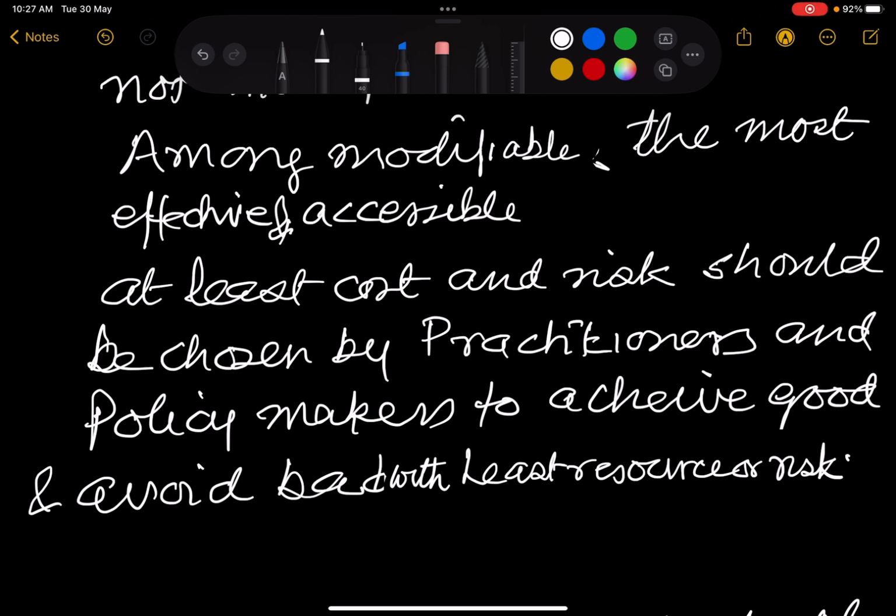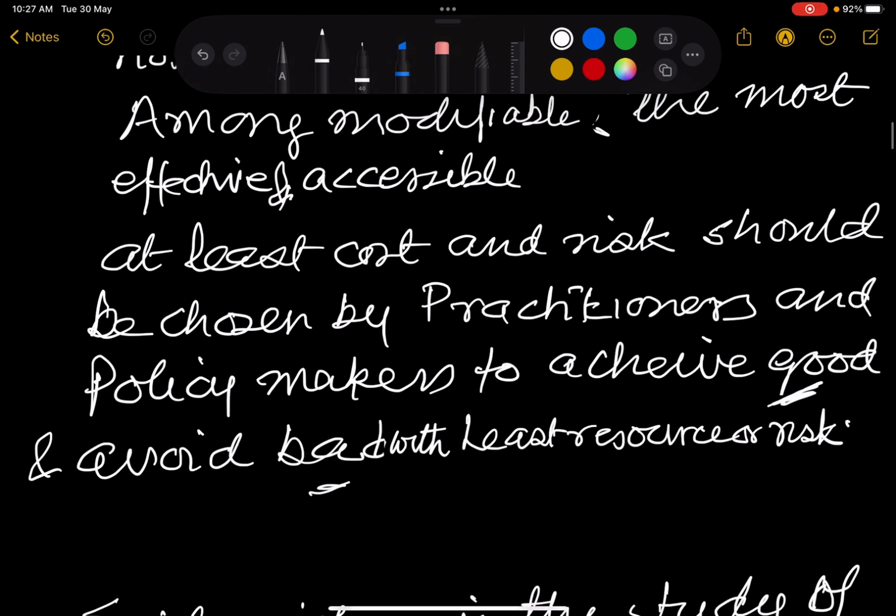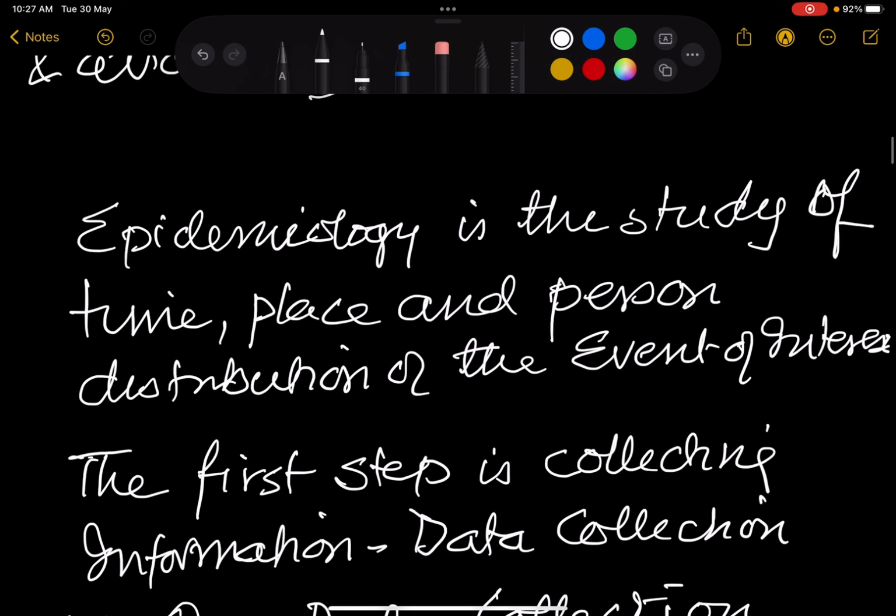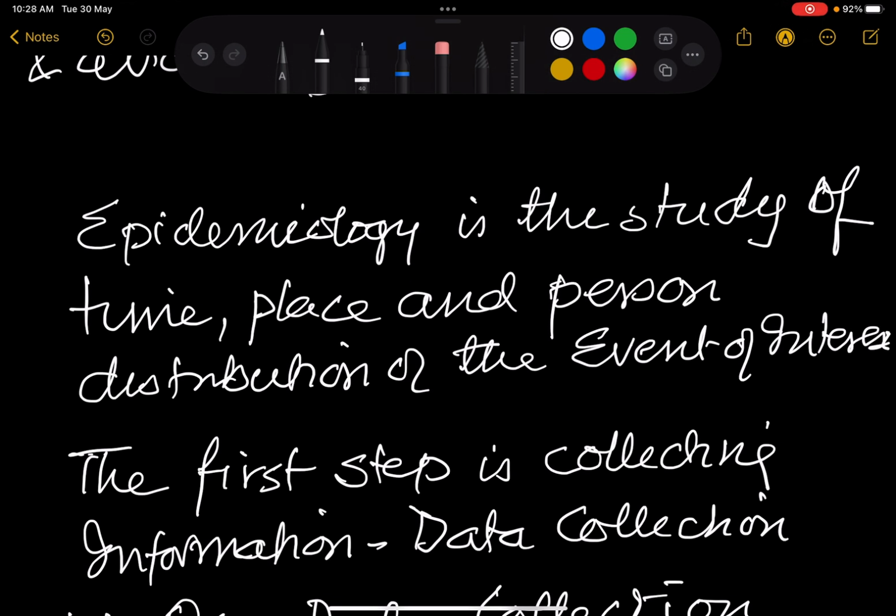To avoid the bad and seek the good of larger numbers, larger benefit, low cost, low risk, in an accessible manner. So the study of all of this is called epidemiology, and epidemiology is basically defined as the study of time, place and person distribution of the event of interest.